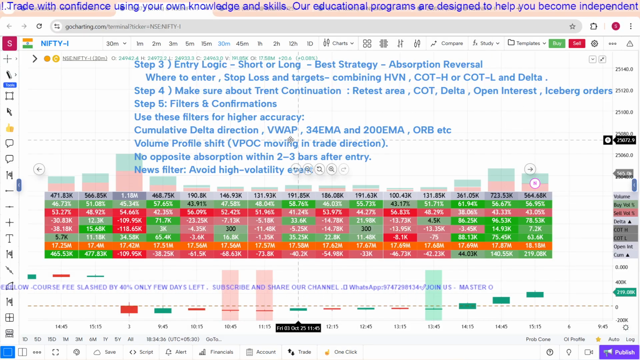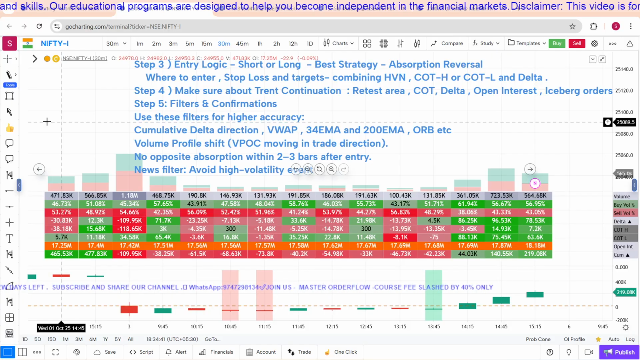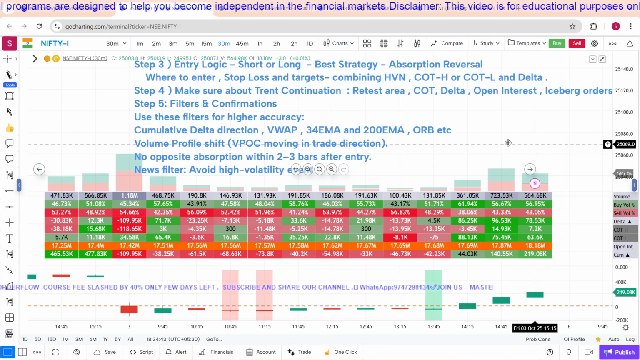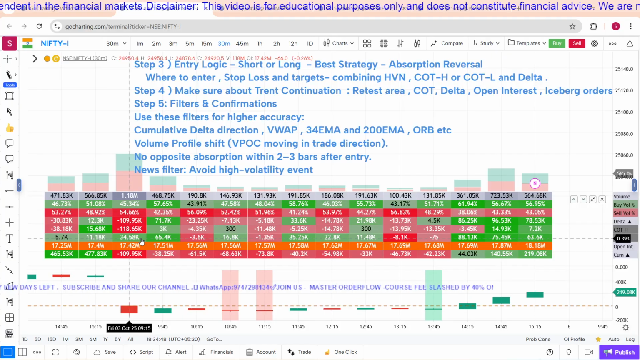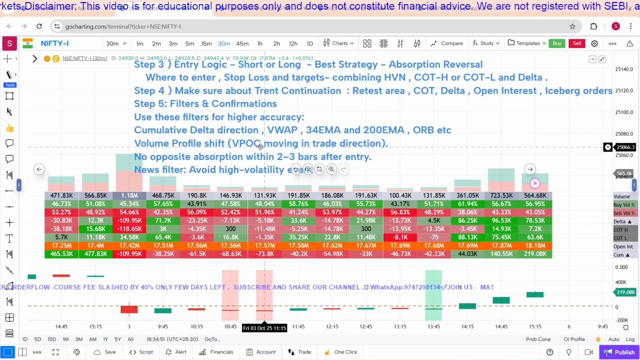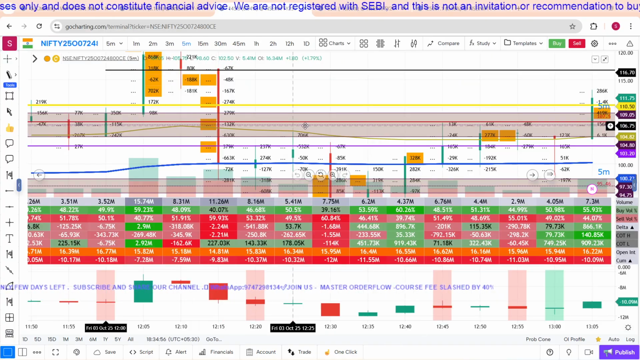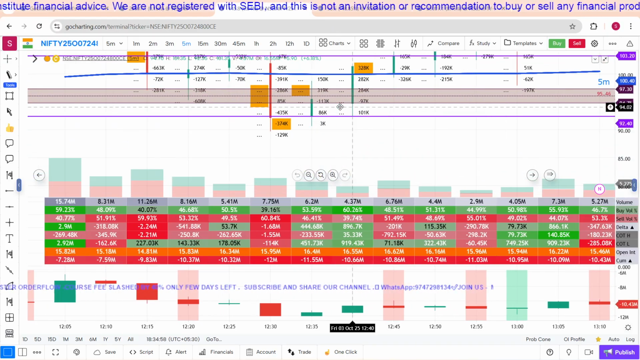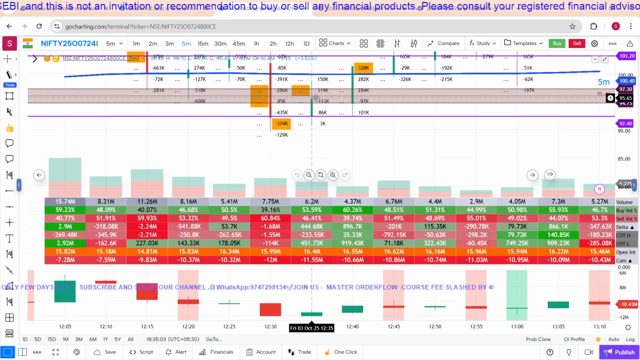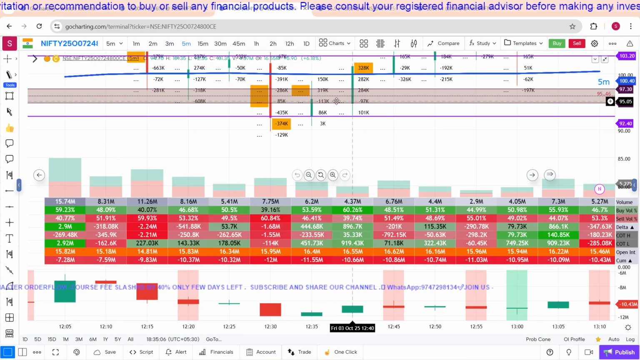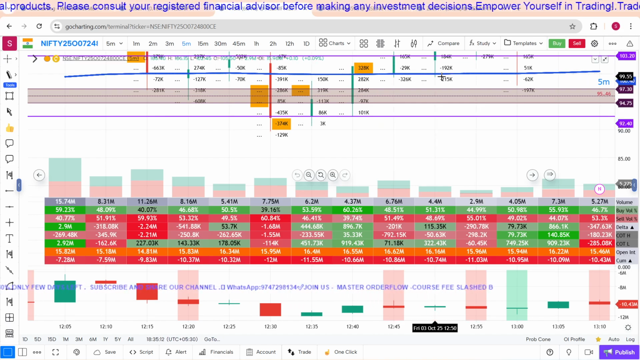So like that VWAP, 34 EMA, 200 EMA, etc. also we can use. These are all the filters we can use. And these breakouts we can trade. While we are holding some long position at the discount zone, in this absorption area, there is a good absorption in this candle. So these absorption areas, if we take a position, we can use this VWAP as a filter.